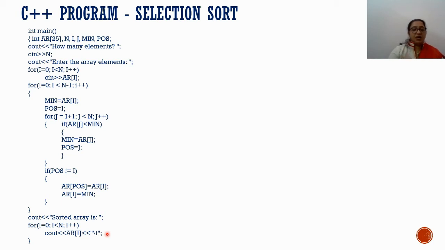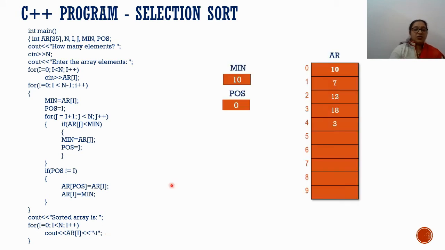Okay. Now we can check one example here. AR is the array name, with the values 10, 7, 12, 18, 3, 34. These are the values in that array. 6 elements are there. Min is the first element. We are storing the first element, the 0th element, 10, here.